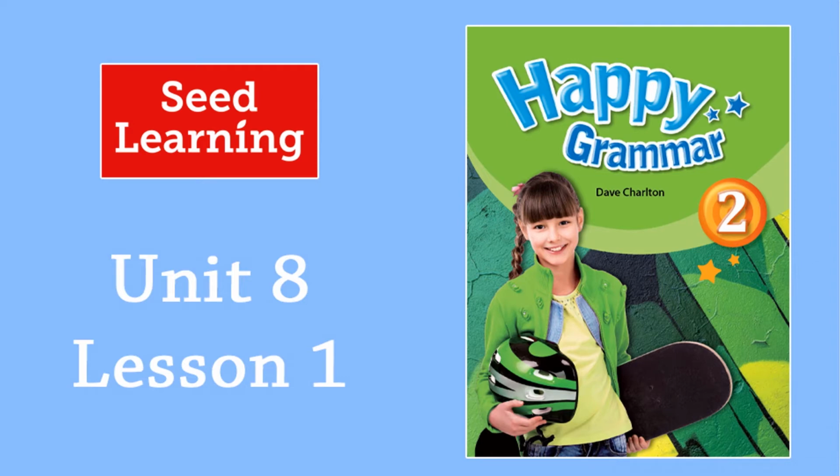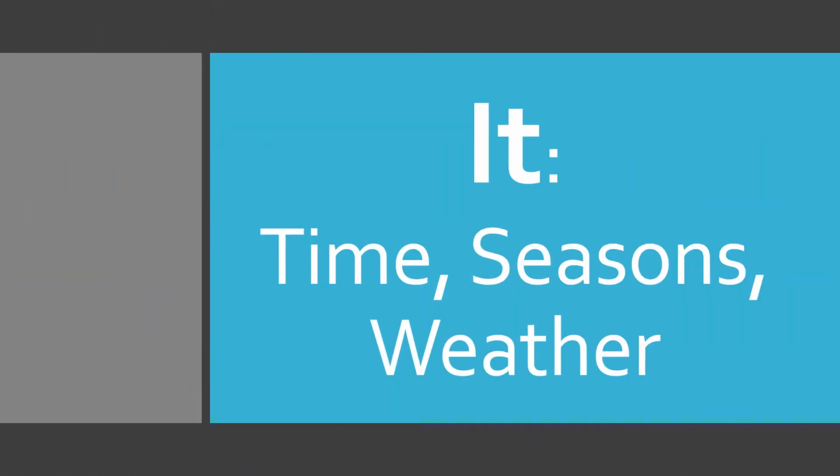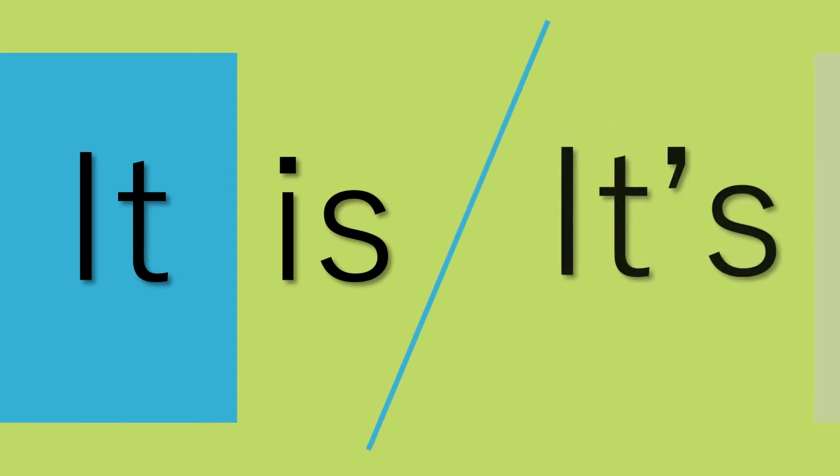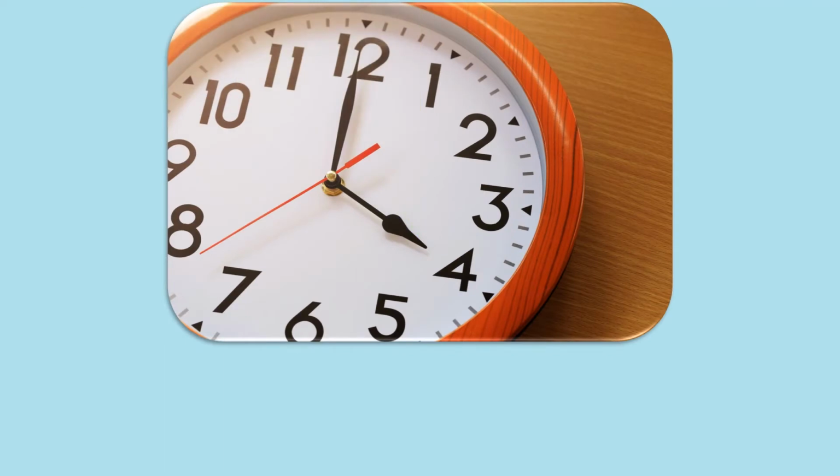Unit 8, Lesson 1. It, time, seasons, weather. We use it with the be verb. It is used with times.